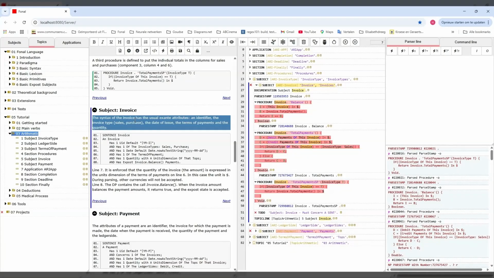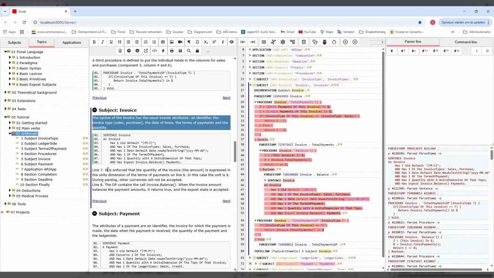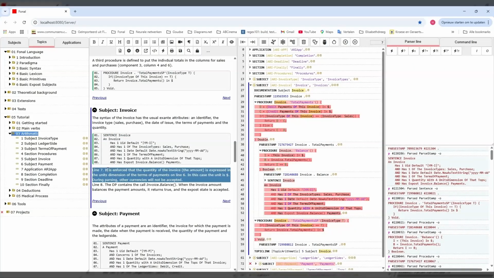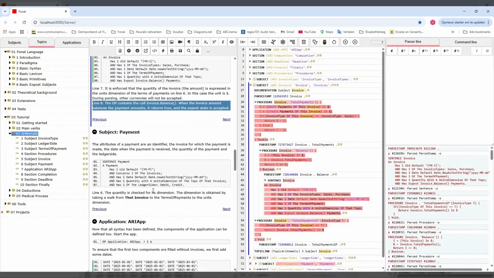The syntax of the invoice has the usual ex-ante attributes: an identifier, the invoice type, sales or purchase, the date of issue, the terms of payments, and the quantity. Line 7. It is enforced that the quantity of the invoice, the amount, is expressed in the units dimension of the terms of payments on line 6. In this case, the unit is dollar. During parsing, other currencies will not be accepted. Line 8. The DP contains the call invoice balance. When the invoice amount balances the payment amounts, it returns true, and the exposed state is accepted.